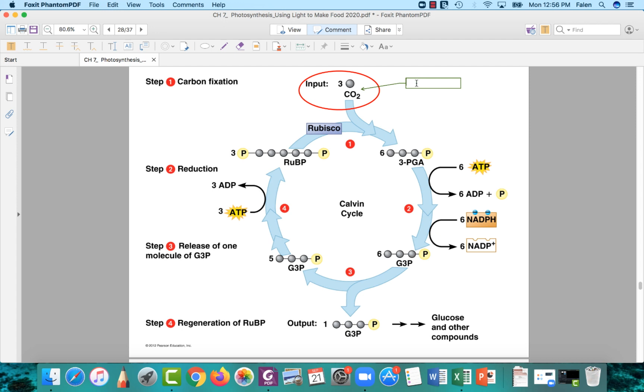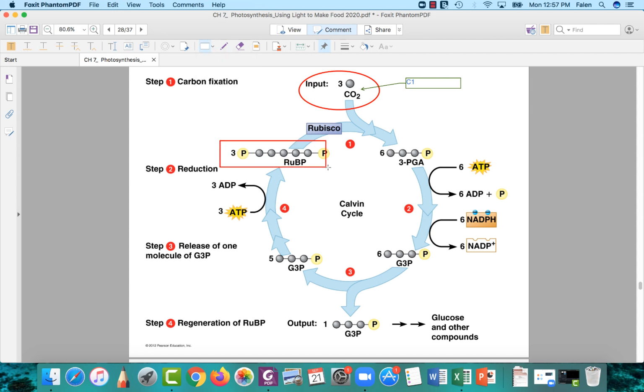Okay, carbon is a C1, meaning that it only has 1 carbon. Now this terminology matters, because when we're dealing with organic compounds, the number of carbons present is completely significant. All right, so the very first step is called carbon fixation. Carbon fixation is when carbon dioxide, this C1 compound, is fixed to RUBP.